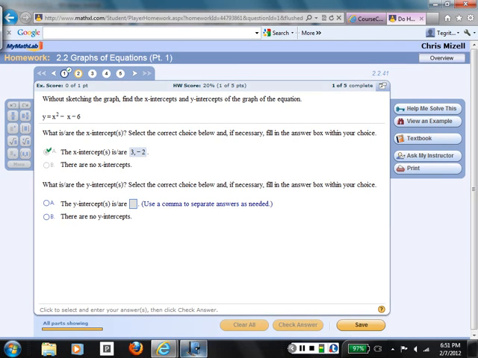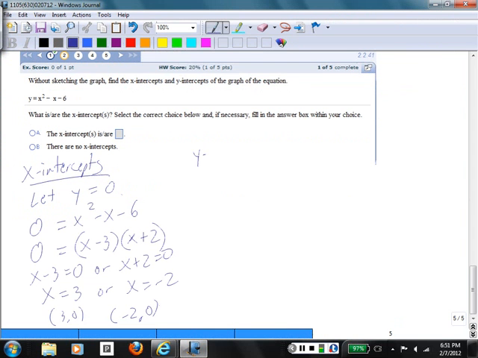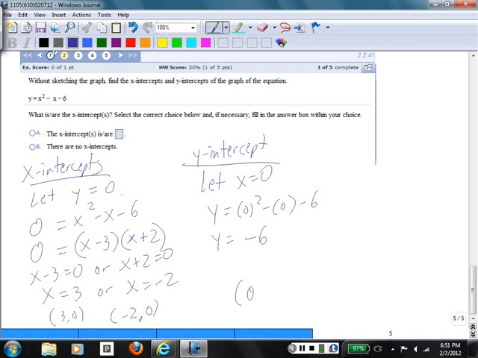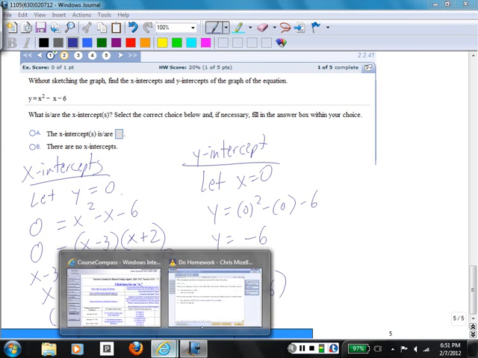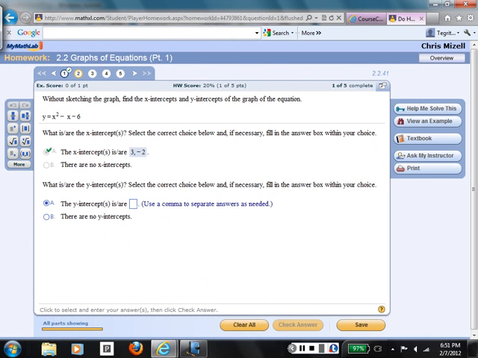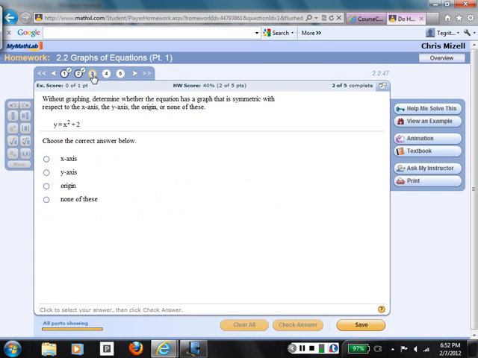This one's an easy one, though. For the y-intercept, just let x be 0, and y equals 0 squared minus 0 minus 6, which is negative 6. So everyone feel good about negative 6 there. Just the negative 6. No comma necessary. Got it. Okay. So hopefully that one is not too bad.